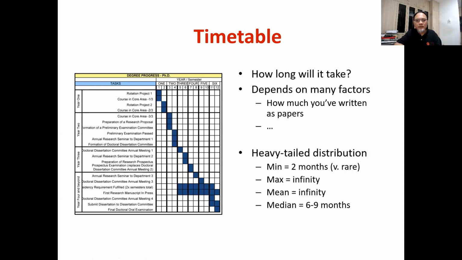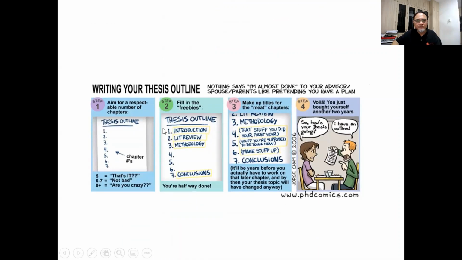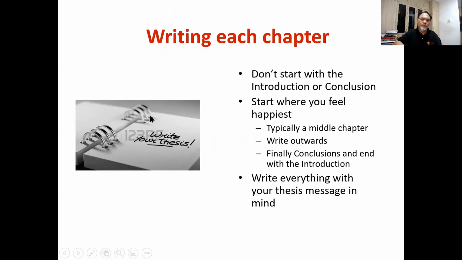So how long will it take? Many factors. Heavy tail distribution, 2 months. Well, this is just an idea only. So you need to write your thesis outline now. In this training, I'm not going to explain every detail on the steps, such as what methodology you use. This is about writing a thesis, so I focus on writing.